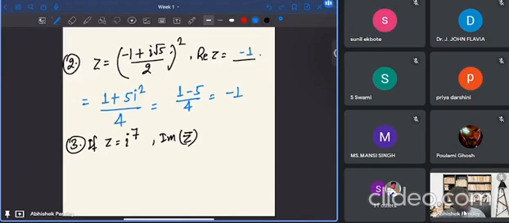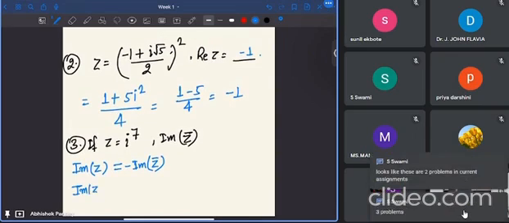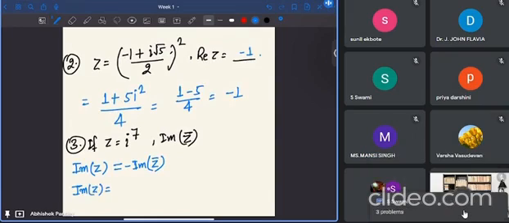Okay, as we know the imaginary part of z, what is the relation between the imaginary part of z and of z bar? What should be there? A negative sign. Yeah. So what would be the imaginary part of z? Yeah, so it is i to the power 7.